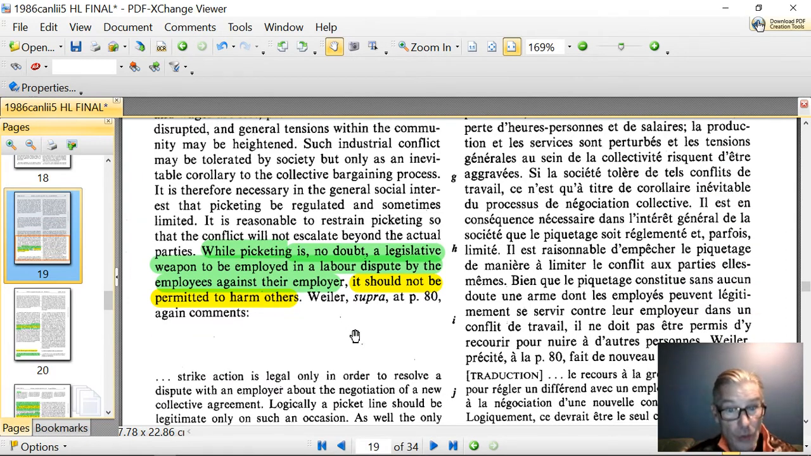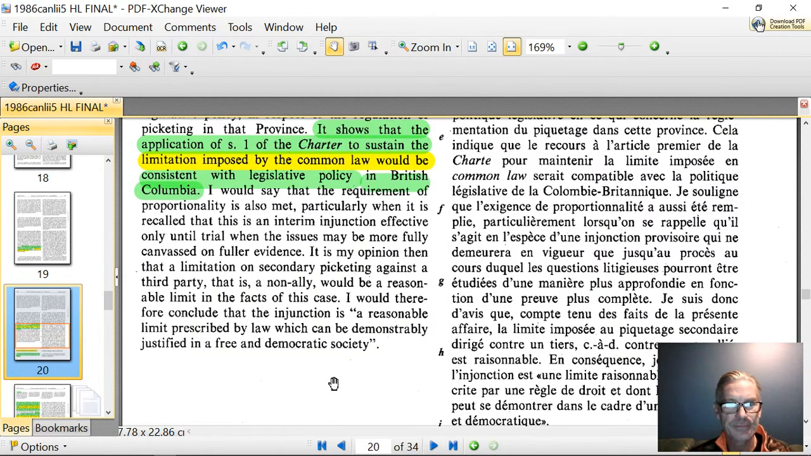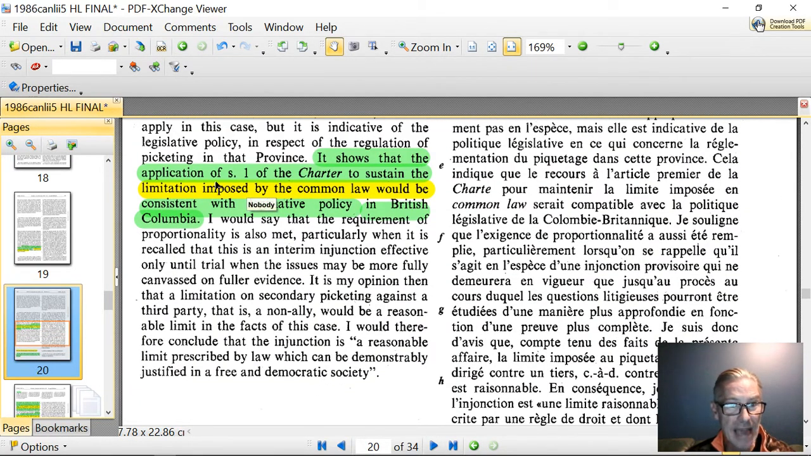While picketing is no doubt a legislative weapon to be employed in a labor dispute by the employees against their employers, it should not be permitted to harm others. Common law. Do no harm. It shows that the application of Section 1 of the Charter to sustain the limitation imposed by the common law would be consistent with legislative policy in British Columbia. So they're saying if a common law or rule infringes on Section 1, then the Charter would apply.